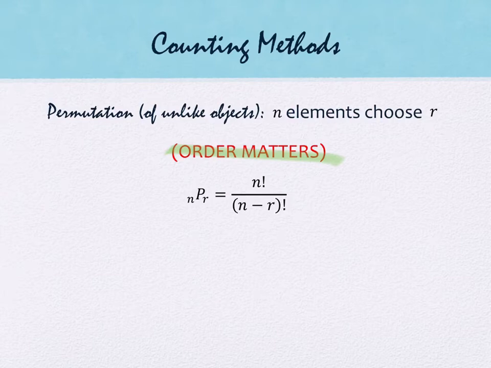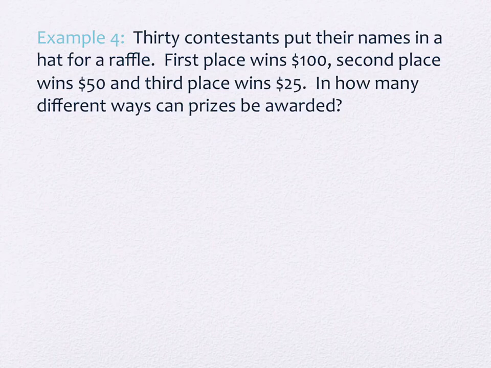So let's look at an example and it'll make sense. We have a raffle. 30 people enter the raffle. The person who wins first place wins $100. The person who wins second place wins $50, and the person who wins third place wins $25. Does it matter if you're selected first, second, third, or not at all? It matters because your prize is different. That's why the order matters here. In how many ways can prizes be awarded?